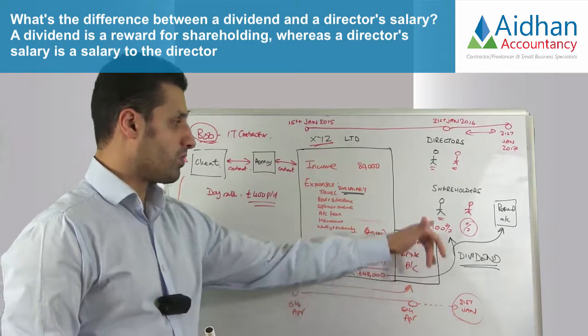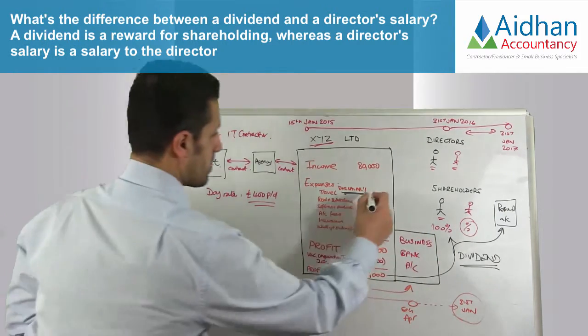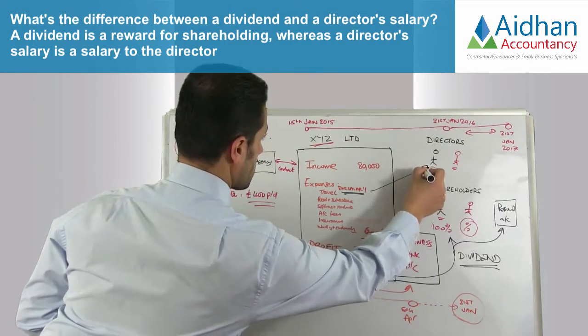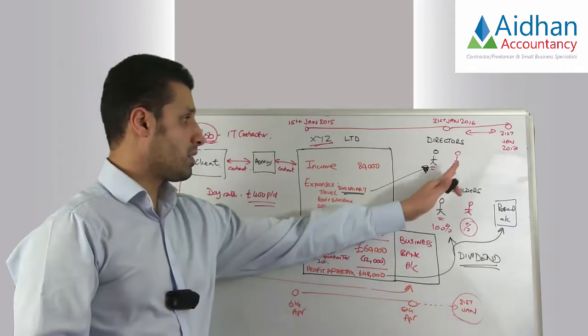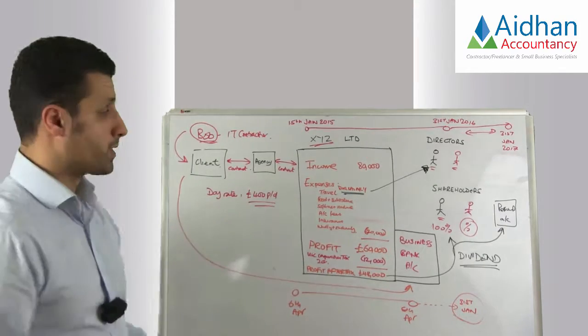A dividend is a reward for shareholding, okay? Whereas a director's salary is more or less what it says it is. It's a salary to the director, okay? Now, Bob has to be a director to earn that salary, okay? Other directors of the company can also earn a salary, as long as it's justified, okay?